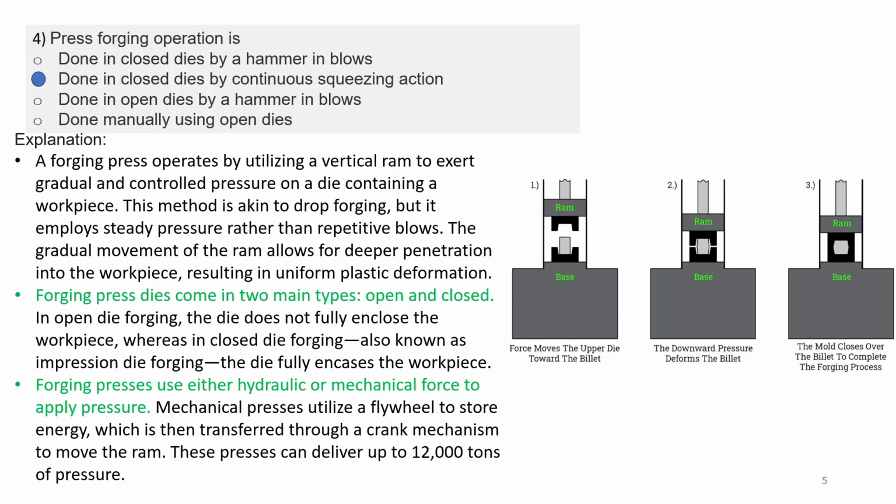Forging presses can use either hydraulic or mechanical force to apply pressure. Mechanical presses utilize a flywheel to store energy, which is then transferred through a crank mechanism to move the ram, and these presses can deliver up to 12,000 tons of pressure.